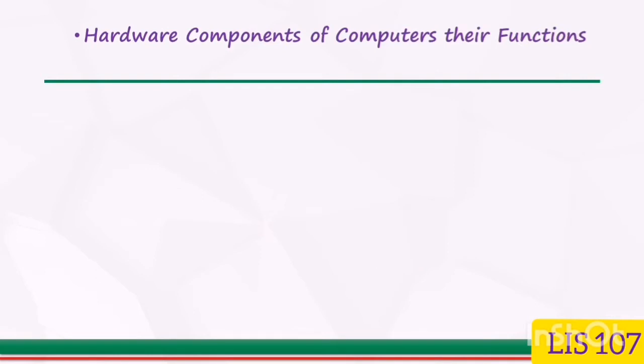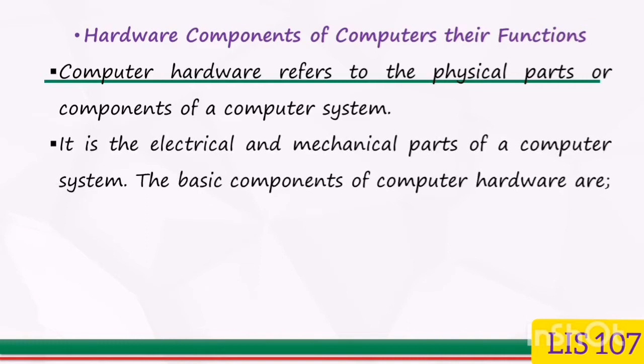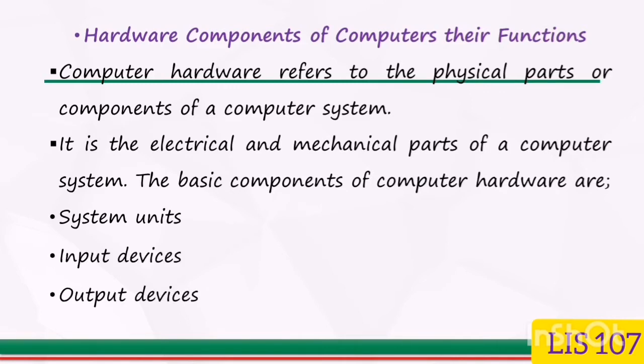We talked about the computer comprising of the hardware components and the software components. So let's look at the hardware components of computers and their functions. Now, what is a hardware? A computer hardware is talking about the physical parts of a computer. That is the physical parts that we can touch, that we can see. That's a computer hardware. And it's also the electrical and mechanical parts of a computer system. Now, the basic components of computer hardware are the system units, the input devices, and the output device.